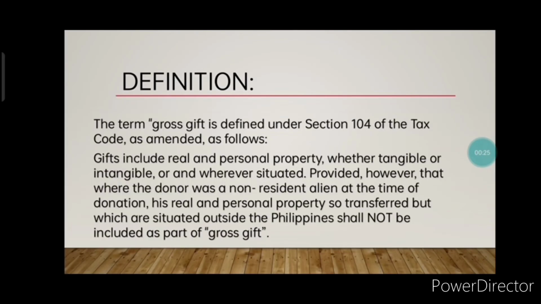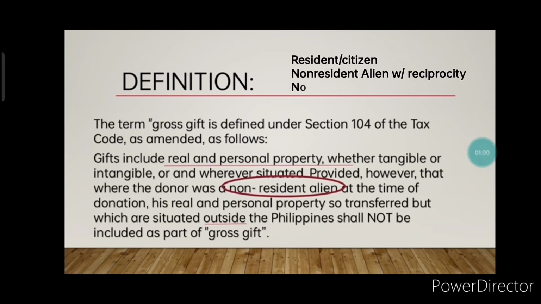Gifts include real and personal property, whether tangible or intangible, and wherever situated, provided, however, that where the donor was a non-resident alien at the time of donation, his real and personal property so transferred, but which are situated outside the Philippines, shall not be included as part of the gross gifts. So we have three classifications of donors. We have the resident or the citizen donors. We have the non-resident alien subject to reciprocity, and the non-resident alien not subject to reciprocity.